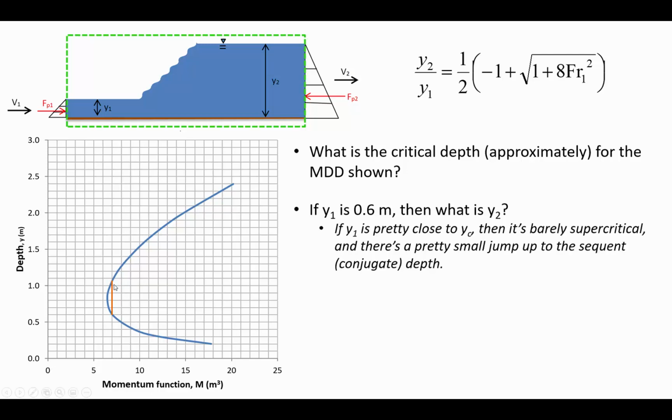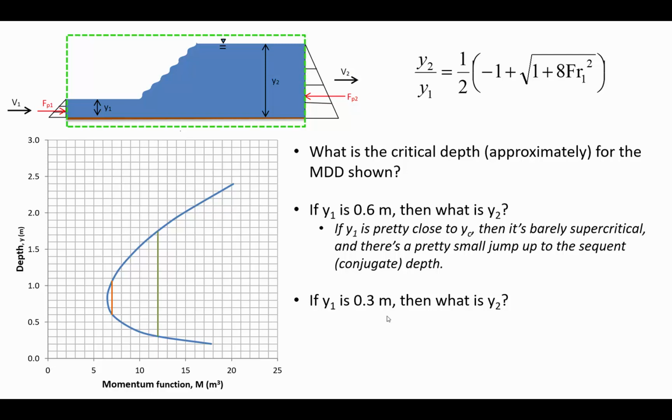But what if... they're both close to each other because the upstream depth was barely supercritical. The Froude number was greater than 1, but not a lot greater than 1 in this first example. But what if our upstream depth was 0.3? Well, it's going to jump up to a more dramatic downstream depth.